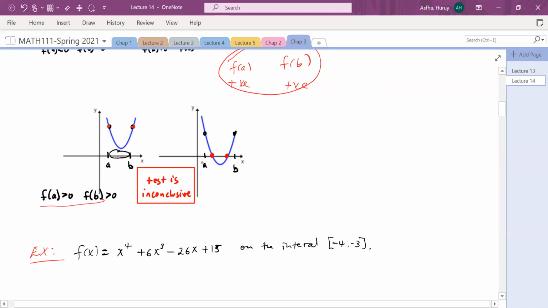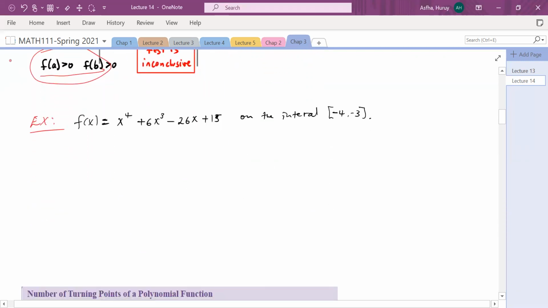And another possibility is we have a and b, and f of a and f of b are both positive. And as you can see, between a and b, the graph touches the x-axis twice, so it has 2 zeros. So we have 2 different conclusions here. Therefore, if both f of a and f of b have the same sign, then we cannot conclude. It's inconclusive. Sometimes it may have a zero, sometimes it may not. It depends. So we cannot use this theorem if they have the same sign.